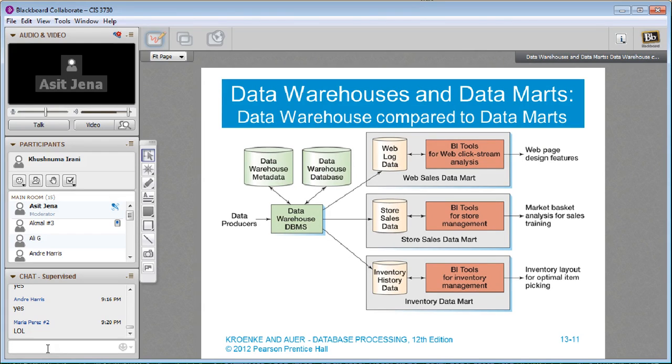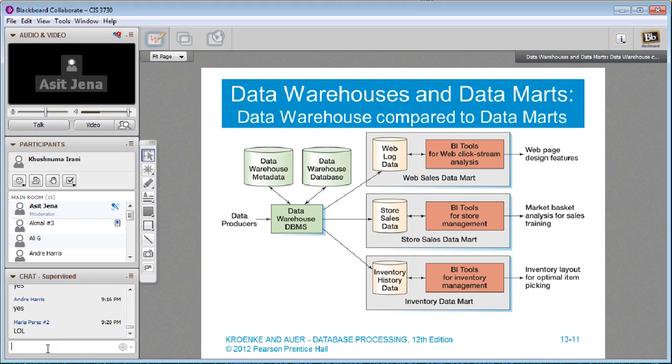There is a data warehouse, and there is a data mart. A data warehouse basically stores data that is used by the whole corporation. You might have data marts, which are smaller.